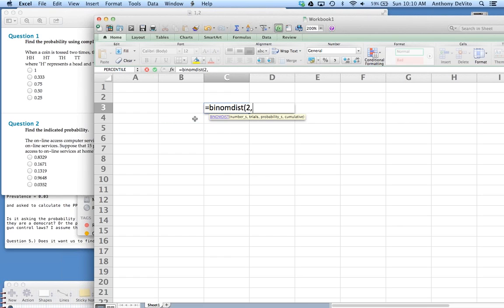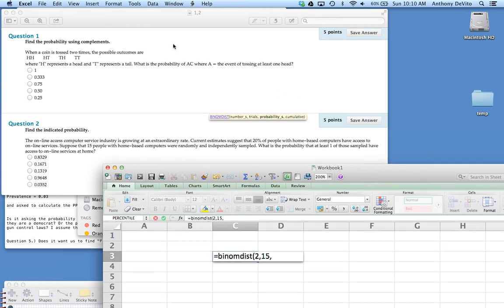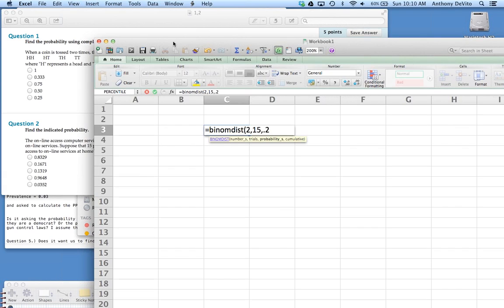So I'm going to say 2, comma, 15 sample size, so trials of 15. The probability was 0.25 or 0.2. I'll use 0.25 for my problem. It's 0.2 there actually, and I'll say true. And close parentheses. This is the probability that 2, 1, or 0, since I said true, it's cumulative, 2, 1, or 0, all added up together, have online services. So the probability is 23% that 2 or fewer people have online services.